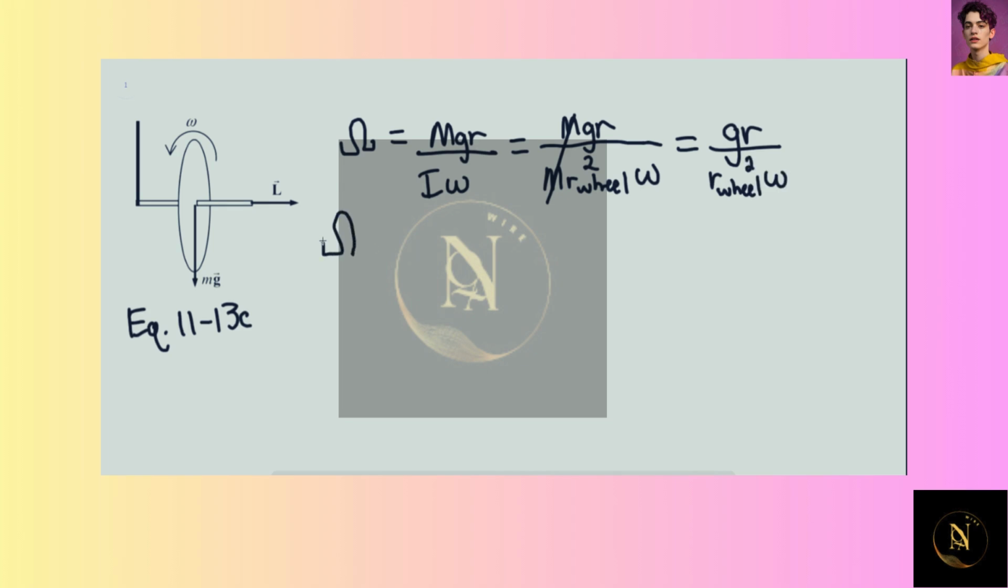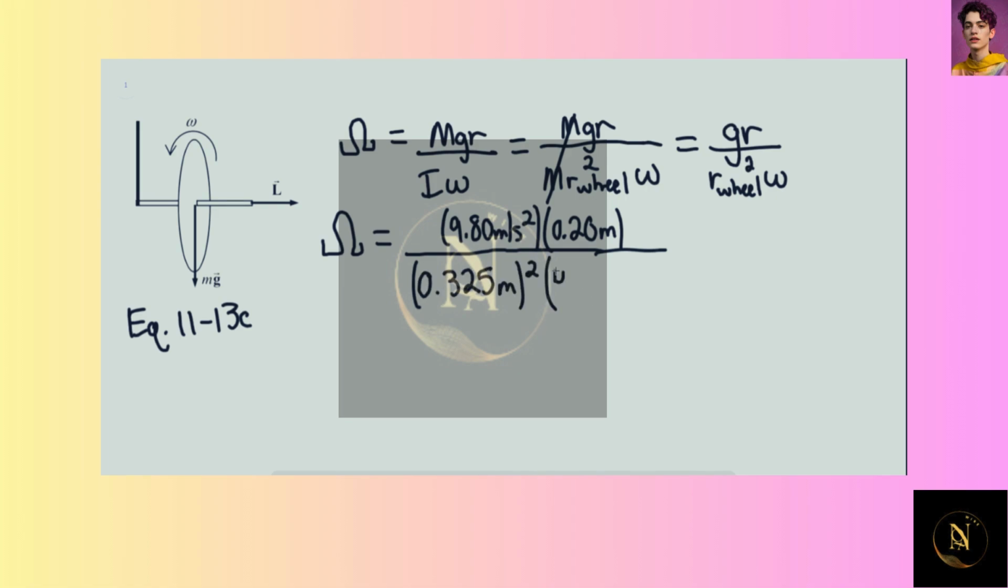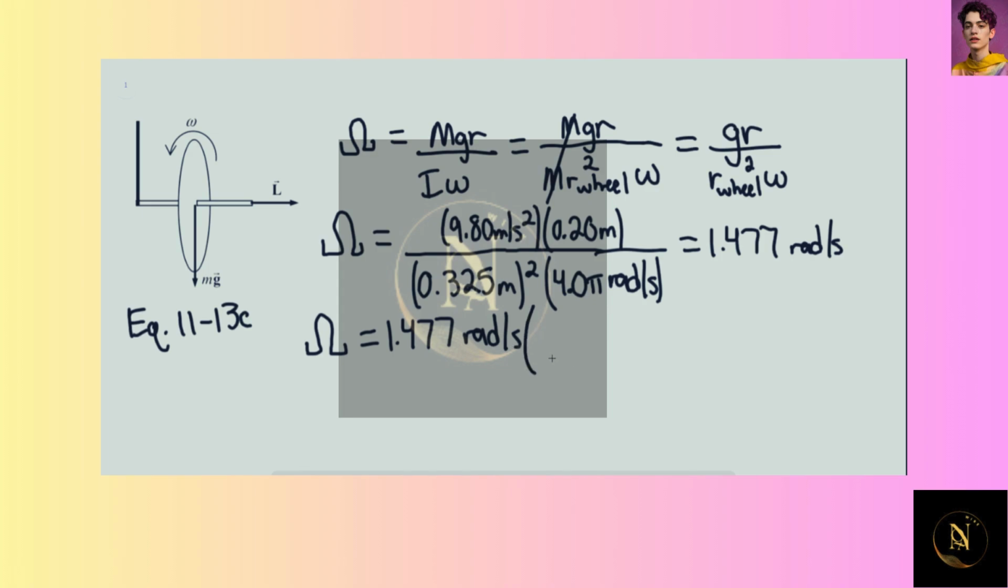And so the precessional angular velocity would be equal to, we can say, 9.80 meters per second squared multiplied by 0.20 meters. This would be divided by 0.325 meters quantity squared multiplied by 4.0 pi radians per second. This is equal to 1.477 radians per second, and we can then say that the precessional angular velocity is equal to 1.477 radians per second, and then we're going to convert to RPMs.